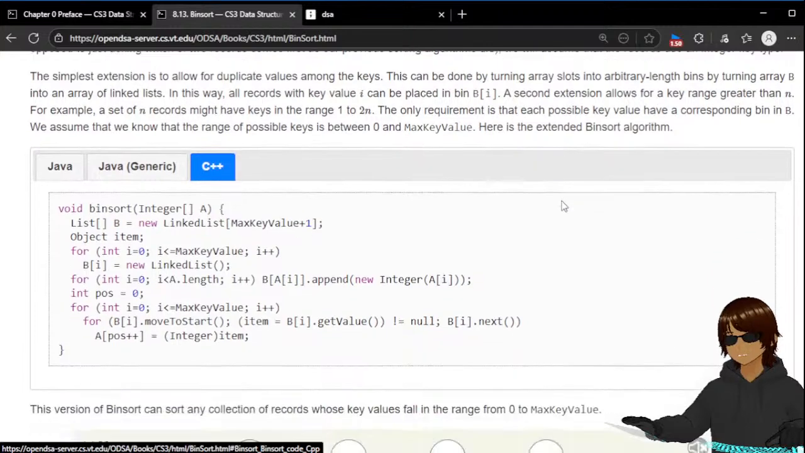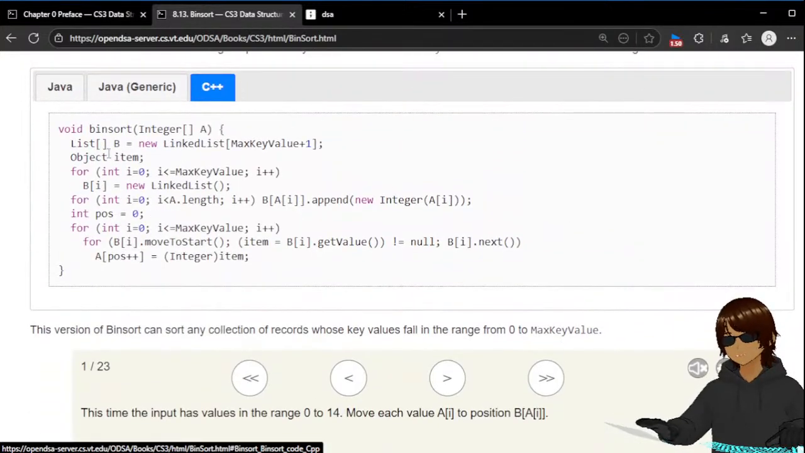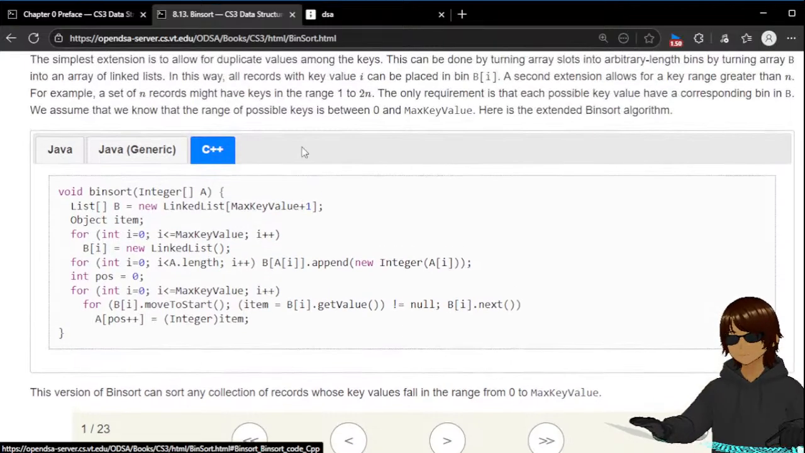Here is an extended bin algorithm. B is a linked list array of size max key value plus 1. For i from 0 to max key value, i plus plus.